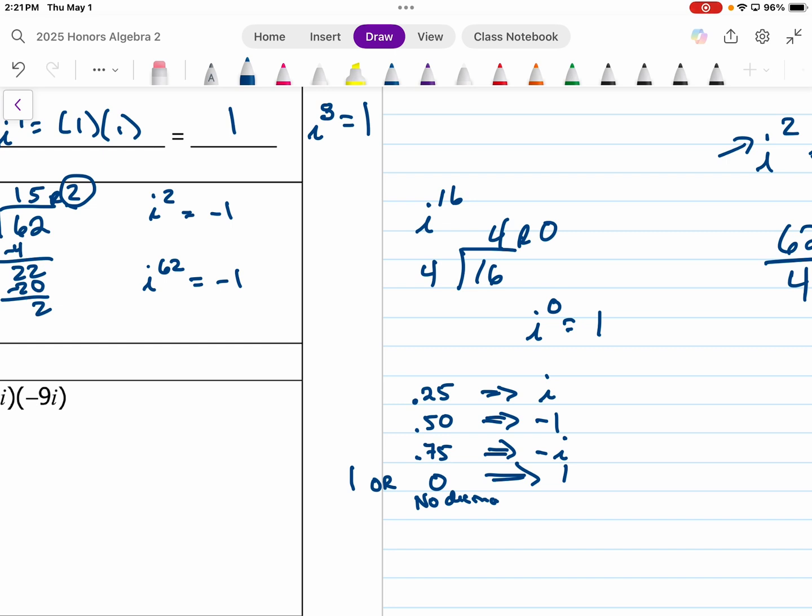Does anybody remember? It's been a minute. It's been a month-ish. The ACT. Do you remember seeing the letter I anywhere on one of those problems? Did it have a power on there, or was it some of this simplifying that we've done so far?